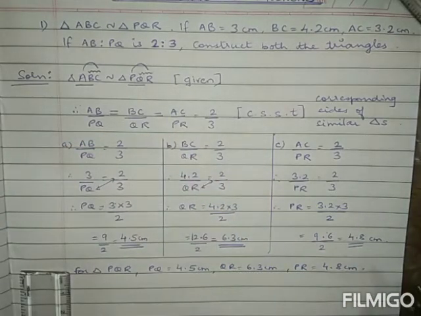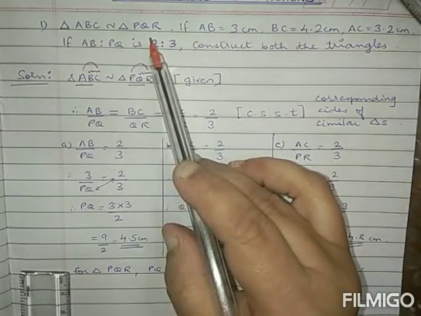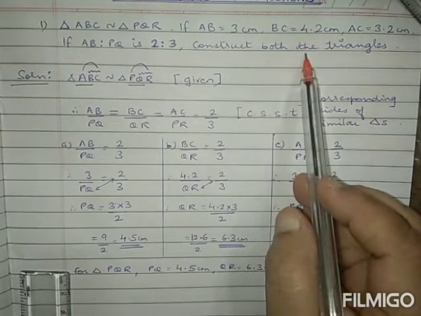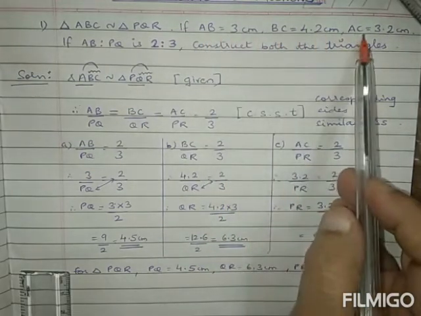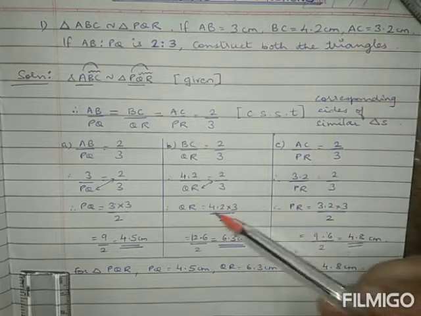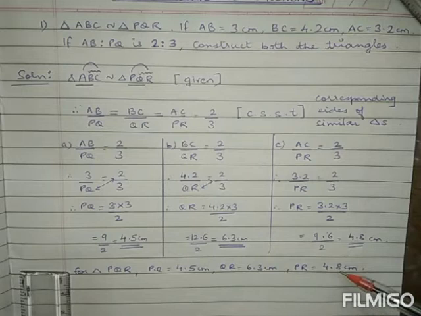So now you can see here that we have two triangles. We have to construct both the triangles. The data for the first triangle was given to us, and using the ratios we have found out the data for the second triangle as well. And now we will begin with the construction.